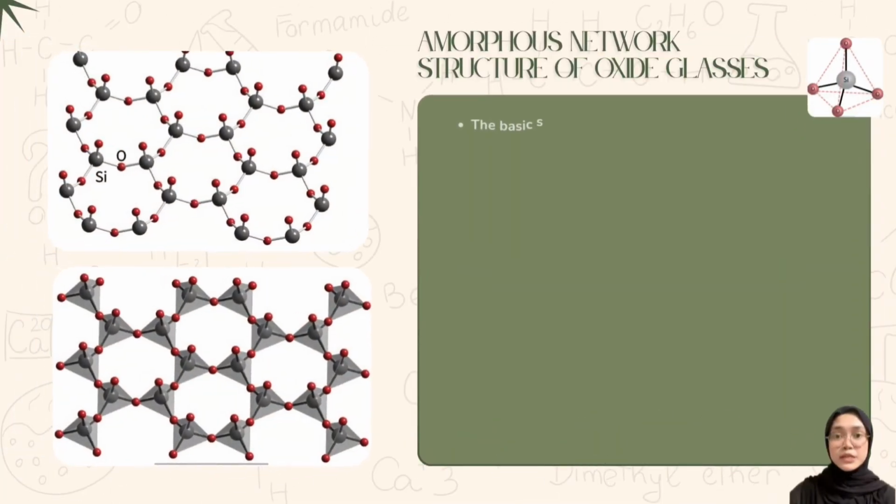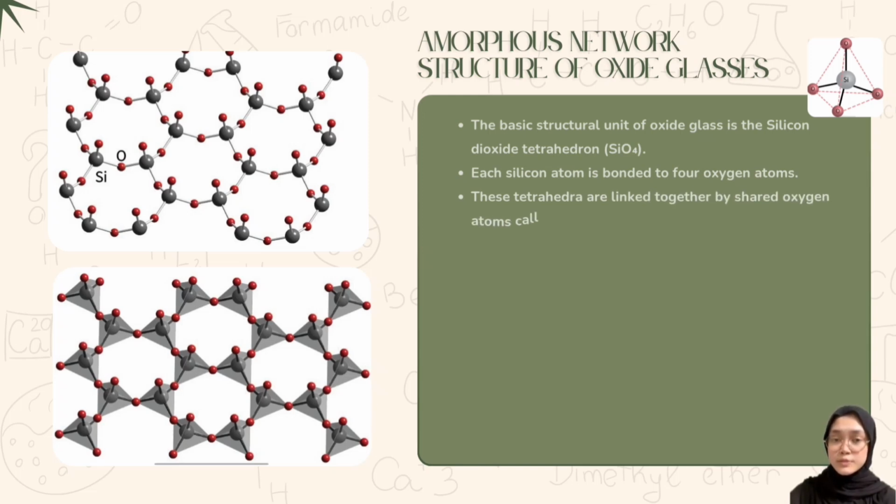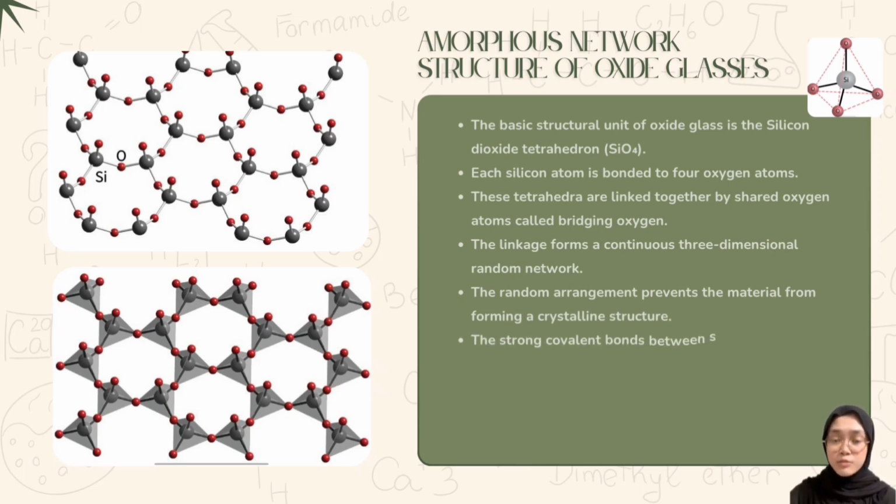Okay, now let me explain the amorphous network structure of oxide glasses. The basic unit of oxide glass is the silicon dioxide tetrahedron. Each silicon atom is bonded to 4 oxygen atoms, and these tetrahedra are connected through shared oxygen atoms called bridging oxygens. Because of this linkage, the structure forms a continuous three-dimensional random network instead of an ordered crystalline pattern. This random arrangement is what makes the glass amorphous.